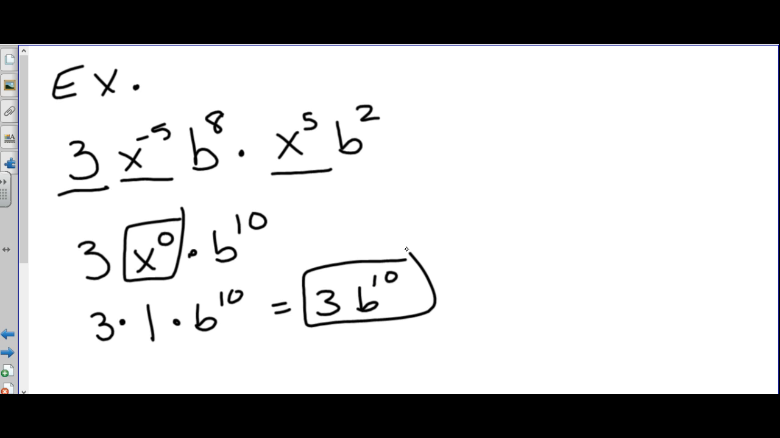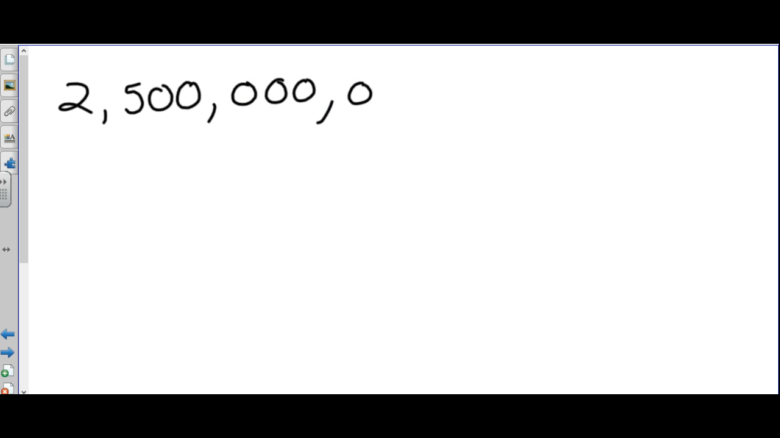So the second part of this section talks about scientific notation. When you have a really, really big or really, really small number. So let's say we have 2,500,000,000,000. Mathematicians and scientists didn't want to have to write something that big, so they came up with a way to write it a little bit smaller.